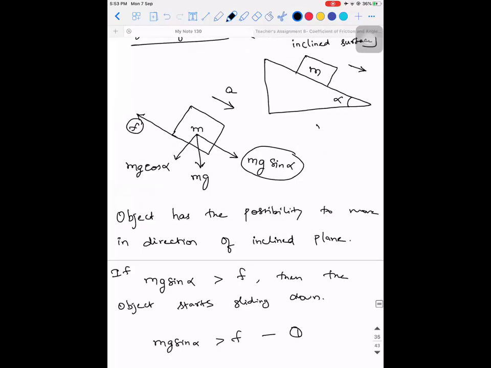Now tell me what would have happened if mg sine alpha is less than f. Will the object have the tendency to move at all? No, sir. Right? So when mg sine alpha is less than f, that f is a self-adjusting force. That is static friction, because the object has not started moving. If mg sine alpha is equal to fs, then what would have happened? It will still not be able to move. But if mg sine alpha is slightly greater than the limiting friction, then what would have happened? It would move.